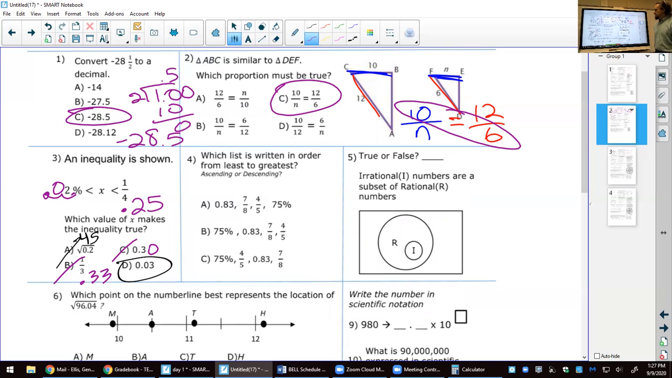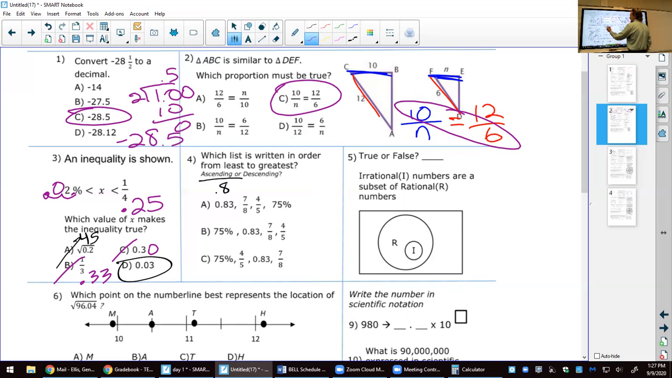Number 4, which one is written in order from least to greatest? And then bonus question, is that ascending or descending? So if you're going from little to big, that's ascending. Look at my answer choices. It uses the same numbers for each one. So I can convert all these to decimals.